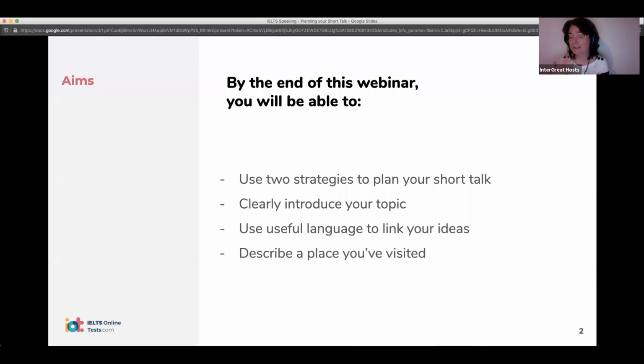that we find as examiners a lot is people speak for maybe 40 seconds or 1 minute and then it stops. And it's quite hard for everybody to speak for that full 2 minutes. So that's what we're going to look at at the moment.